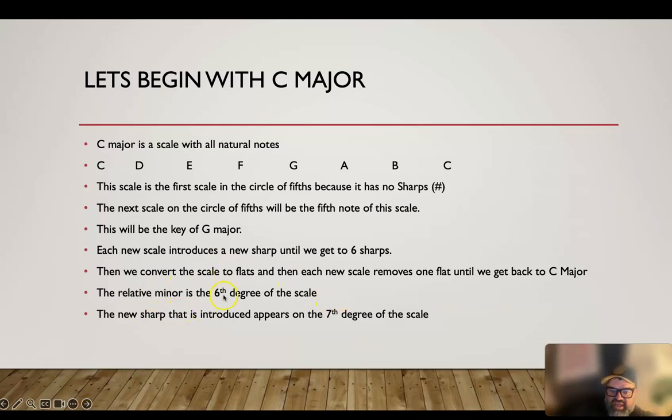The relative minor is the 6th note of any scale that we're in. And you will know from working out the key of G that the sharp that is introduced appears on the 7th note. So that would be G, A, B, C, D, E, F sharp, which is the 7th note, and then back to G.